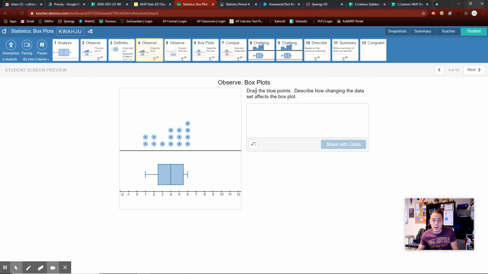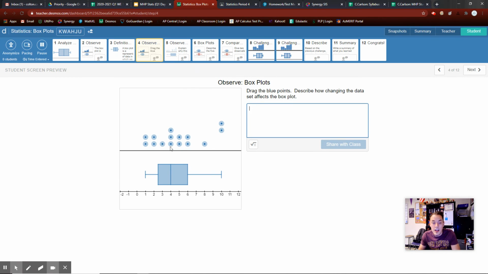So I'll go through this one. Drag the blue points. Describe how changing the data set affects the box plot. So if I move these points, how does that change? Let's just say I move a ton of data here, a lot of data. What happens here? The more data I move, let's just say to the right, the more this box changes. So if you have most of the data compiled in the middle here, then you will have a box that's compiled in the middle.